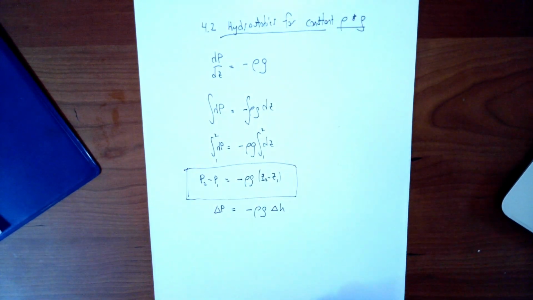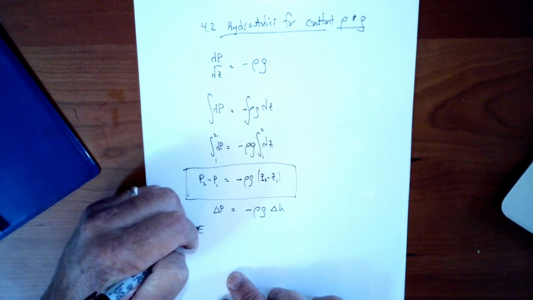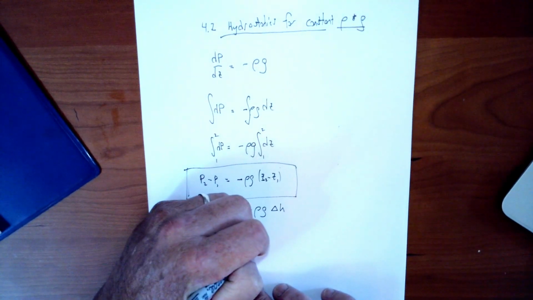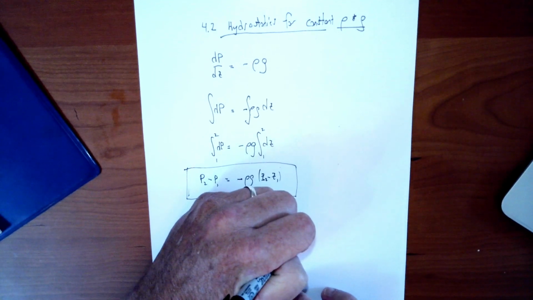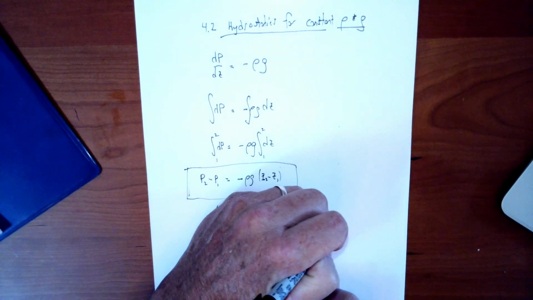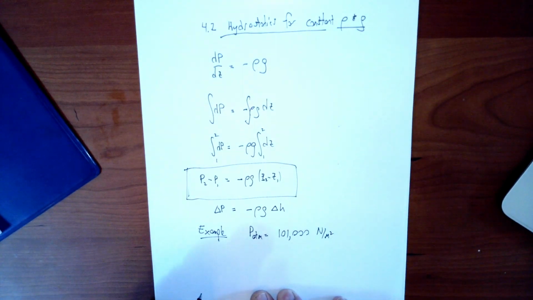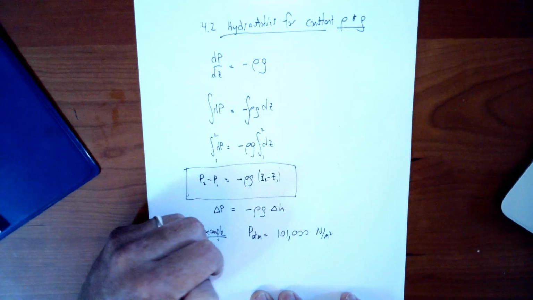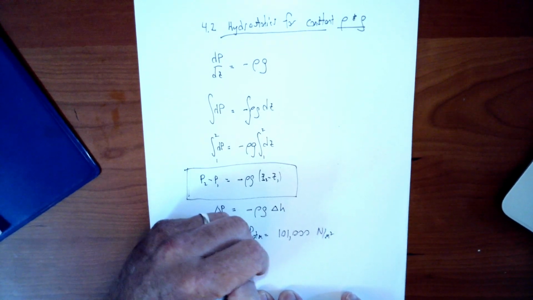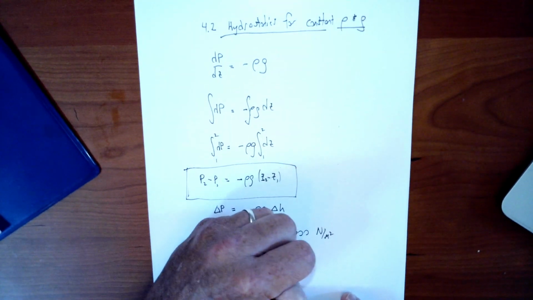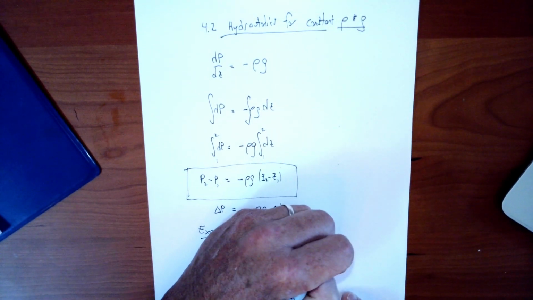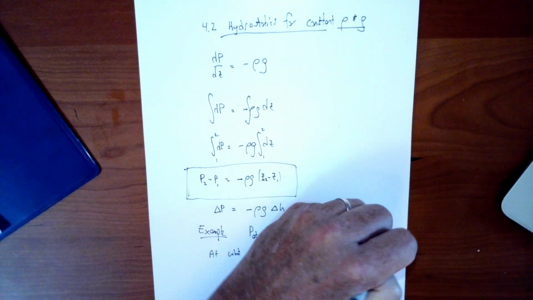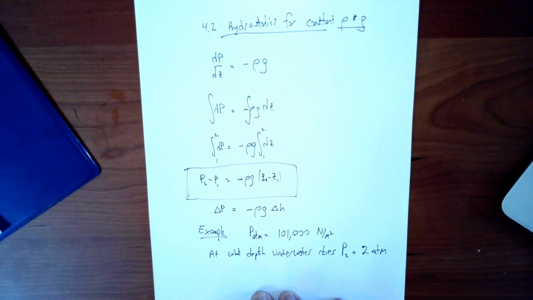As an example of an application of this, a very straightforward example, we'll take a look at water. So we know that P atmospheric is 101,000 newtons per meter squared. And so we're going to ask, at what depth underwater does the pressure, I'll call it P2, equal 2 atmospheres? So that's what we're looking for. When does the pressure equal 2 atmospheres?